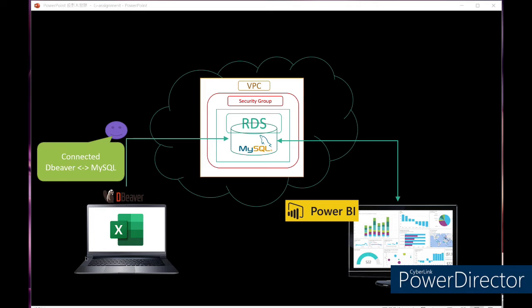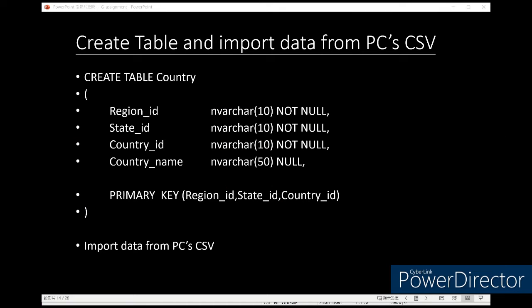And now we can see that DBeaver and MySQL have already been connected from here to here. So the next step is we want to create some tables and move into MySQL to let MySQL have the data. What we want to do now is create a table and import data from the PC's CSV. Let's, for example, create a table named country.